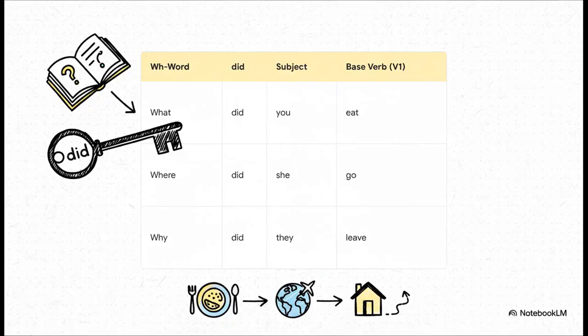And this shows it perfectly. Whether you're asking what, where, or why, just look at what comes right after. Our magic key, did. Followed by the subject, and then, you guessed it, the simple base verb. It's not ate, it's eat. Not went, it's go. And not left, but leave. Once you see this pattern, you really can't unsee it.